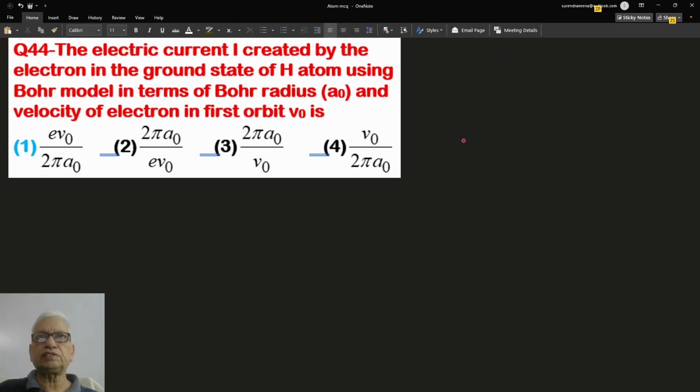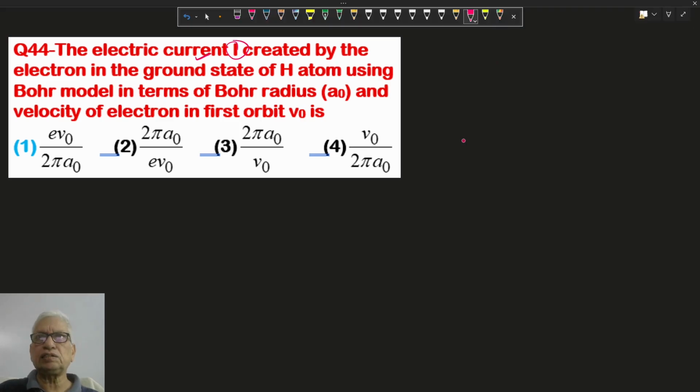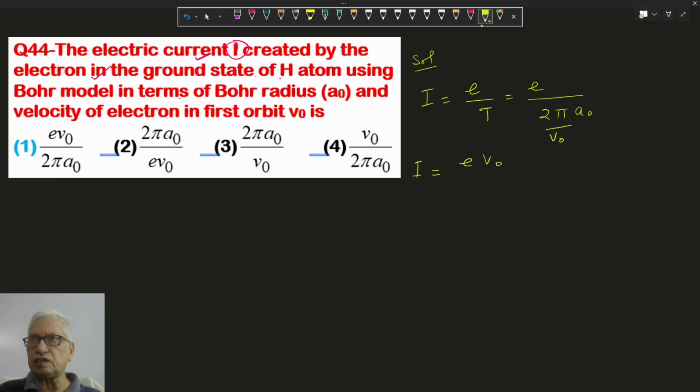Hello. In this question, electrical current I is created by the electron in the ground state using Bohr's model. We know the formula of current is equal to charge of electron divided by the time period. Time period means distance, the perimeter of the ground state, upon speed. So current can be taken as e v naught divided by 2 pi a naught. a naught is the radius, v naught is the speed. So option 1 is correct.